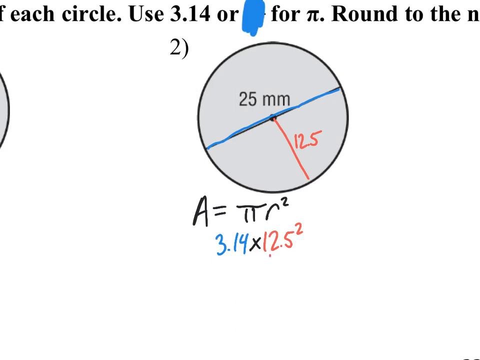So for 12.5 squared, that's 12.5 times 12.5, and you get 156.25. And then we still have to multiply that by 3.14. And when I multiply both of these, I'm going to get 490.6, because I'm rounding to the nearest tenth. So that'll be 490.6 millimeters squared.